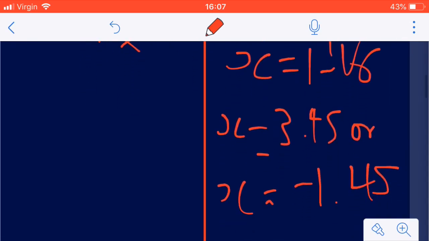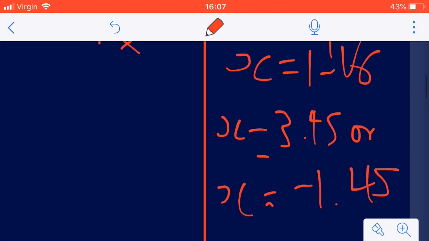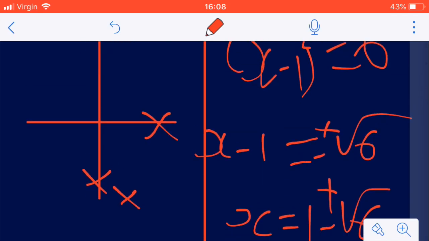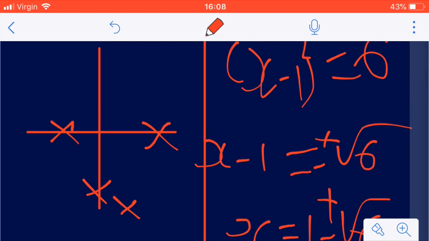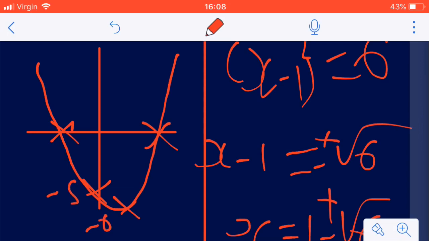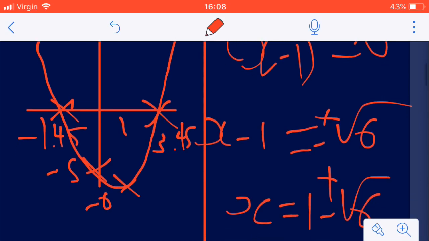And then we use these other points we found, which is when the equation equals 0, so when y equals 0, which is when it crosses the x-axis. And as it's a positive x squared, we know it comes from the top left and has to end up at the top right. So we plot our graph if we just mark on the points we know. So it's minus 5, we've got minus 6 at the bottom, then 3.45 and minus 1.45 on the left.